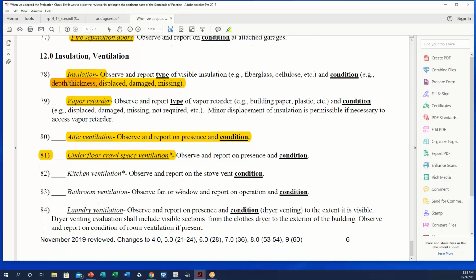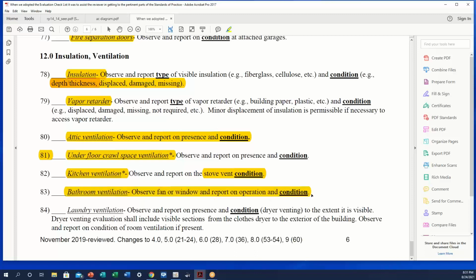Kitchen ventilation. This is a weird one, everybody. Am I required to have ventilation in a kitchen by the code? No. The answer is no. Now, depending on the kitchen, it doesn't require ventilation unless I have a gas stove that requires ventilation, then I have to have ventilation there. Okay, so stove vent condition. There you go. Bathroom ventilation.